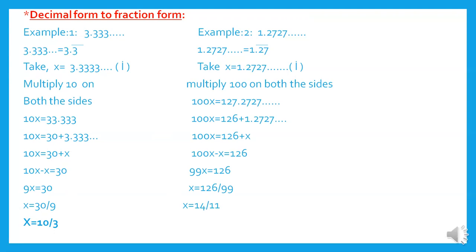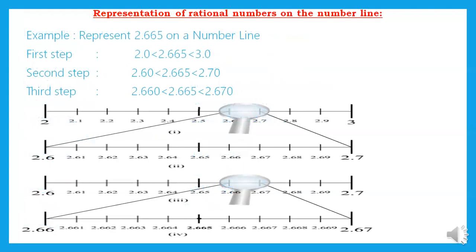So let us substitute x is equal to 1.2727 in this step. Then 100x minus x is equal to 126. Then 99x is equal to 126. Then x is equal to 126 divided by 99. If you simplify that, its fraction is x is equal to 14 divided by 11. What is the decimal form of 14 by 11, students? That is 1.2727.